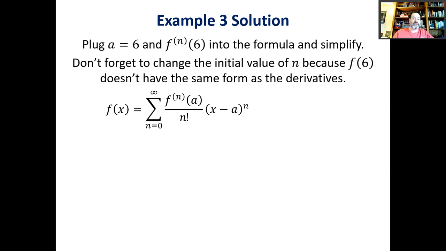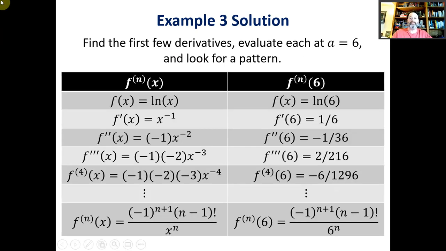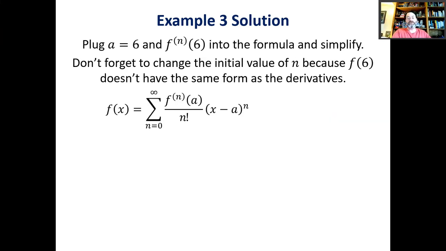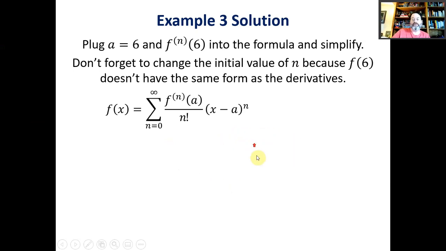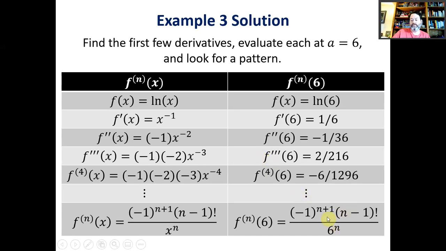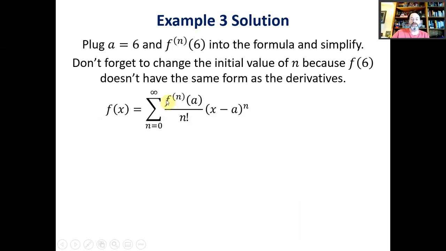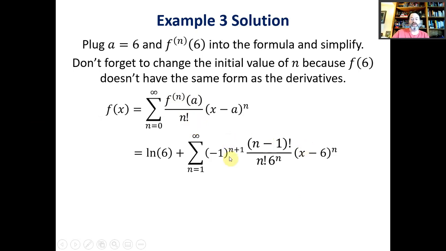We still need to check and change the initial value of n because f of 6 doesn't have the same form as the derivatives, right? We saw that earlier. These are all fractions. This isn't. And so we're going to set that 0 term aside. So here's the general form, but we're going to set the 0 term aside. Here it is. It's out of the way. We're going to start with n equals 1. This whole thing came from here. So where I see this, I just plop this guy right in there.